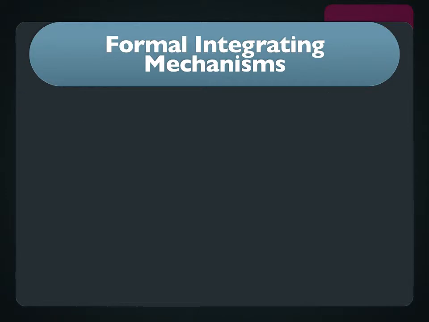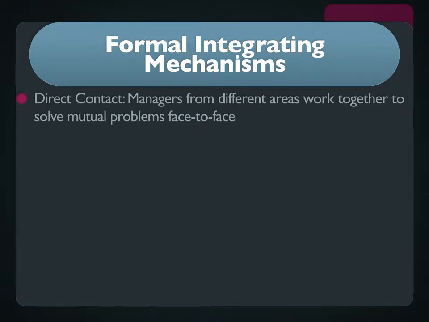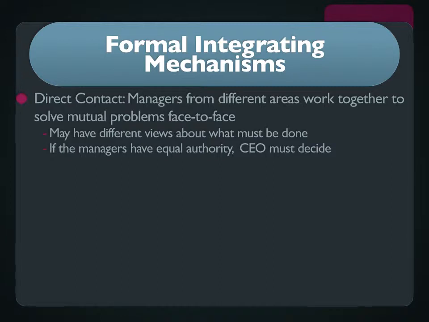Now the formal integrating mechanisms. First, there's direct contact, where managers from different areas work together to solve mutual problems face to face. We see this very often, and it's the de facto integrating mechanism in small organizations. There are situations in which managers may have different views about what must be done, and if the managers have equal authority, that's a situation in which the CEO needs to step in and make a decision.